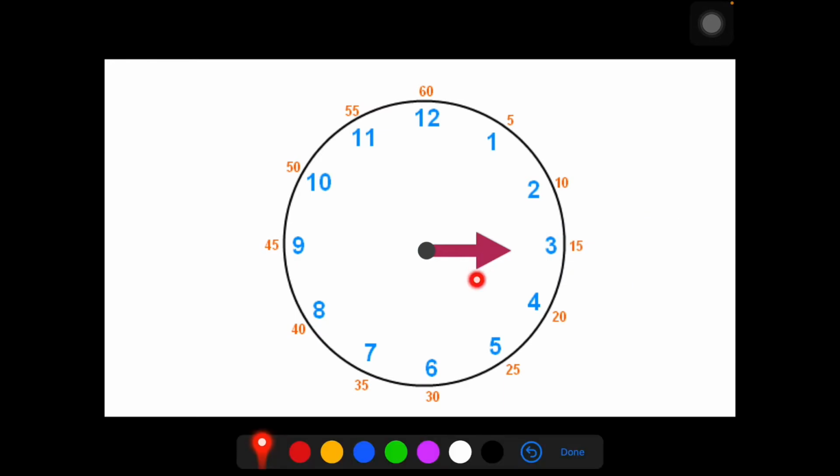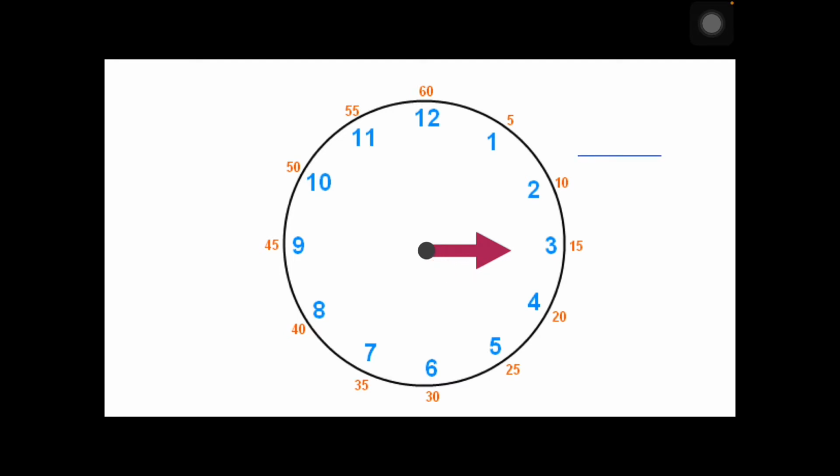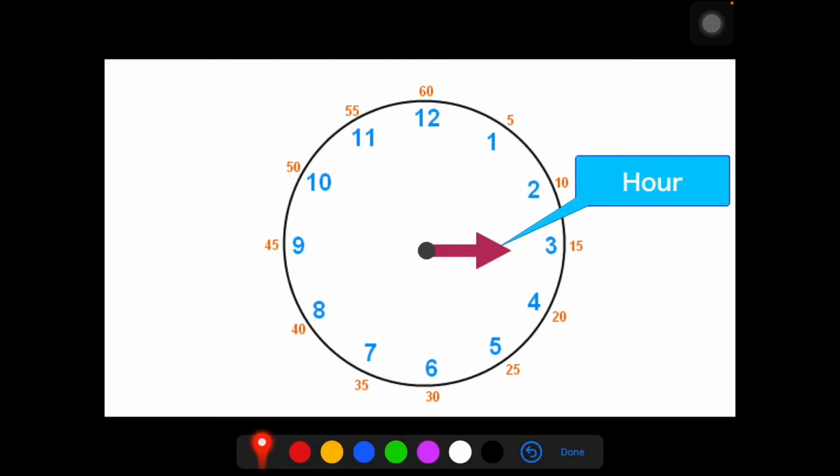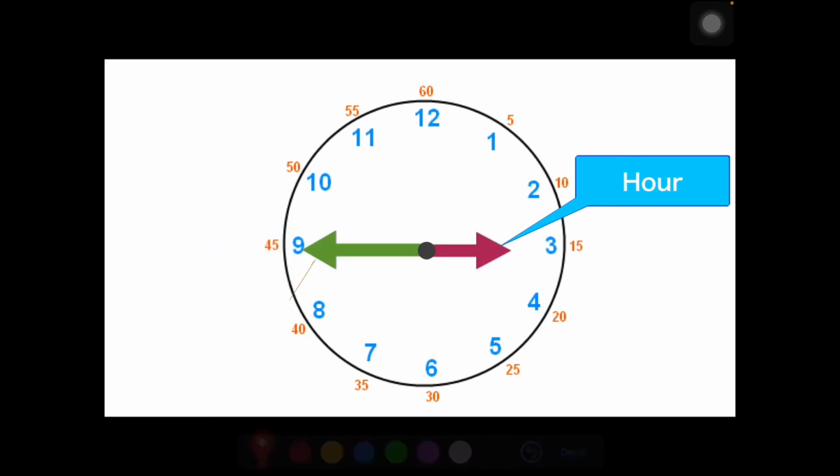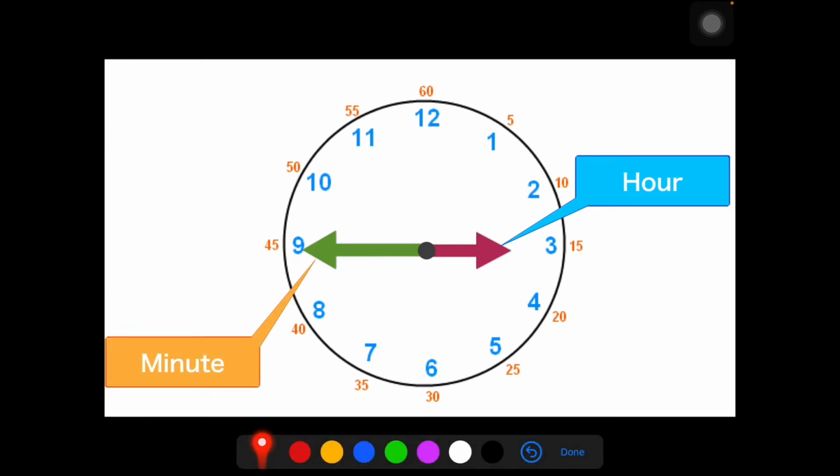Everybody look at the short indicator. The short indicator tells you the hour. What is the hour? For example, if this points at number 3, so it's 3 o'clock, right? Normally, we will see the long indicator as this one. The long indicator tells us the minutes. The small numbers 5, 10, 15 to 60 are the minutes.